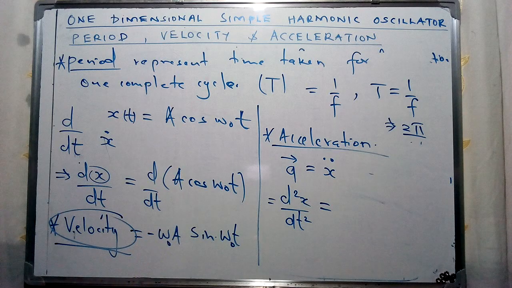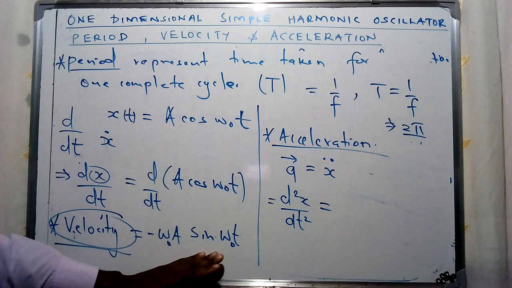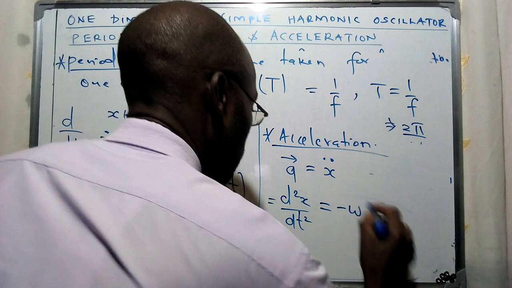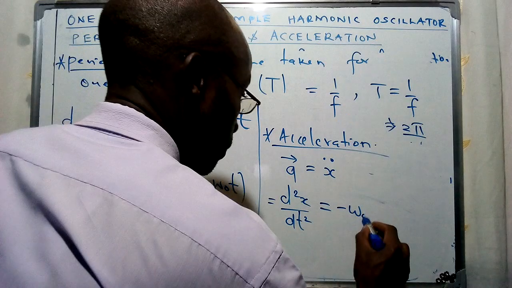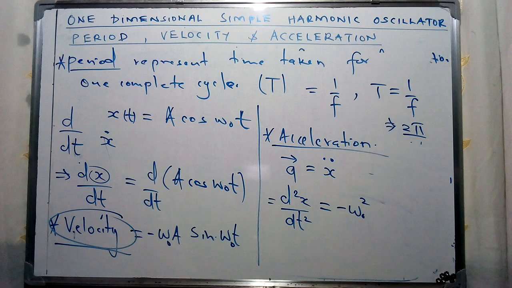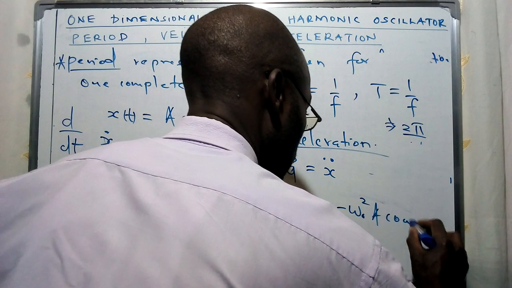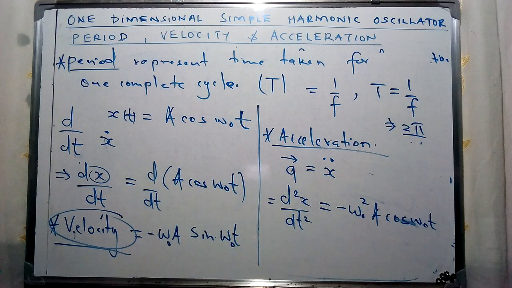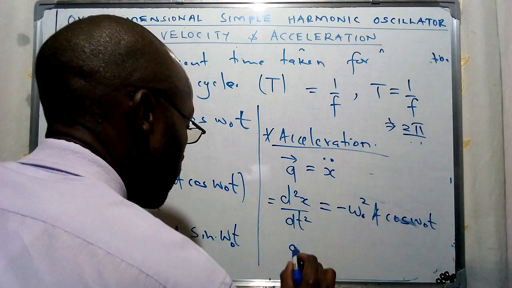omega naught a sine of omega naught t. And the second derivative is going to give us the derivative of the sine, which is equivalent to the cosine. And therefore, we are going to have this one in terms of negative omega naught squared a, and then we are going to have the cosine of omega naught t. And that is going to represent our acceleration.